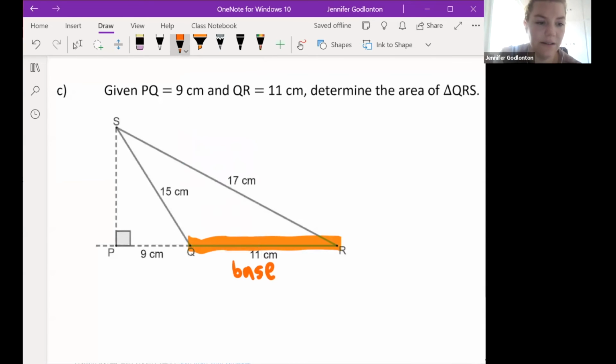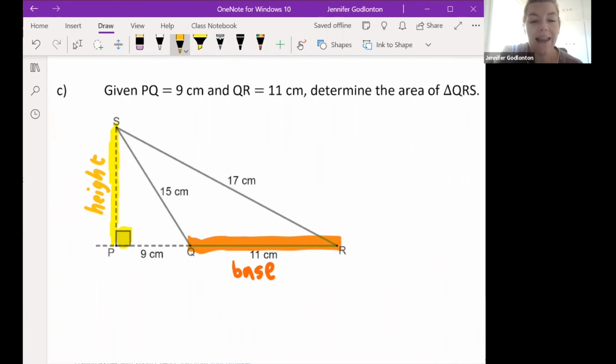And then if I'm looking for my height, it's always going to be the perpendicular line. That's why I kept stressing in the beginning that the height has to be perpendicular to the base. It's super important. So that line is going to be my height. The dotted line is the height.